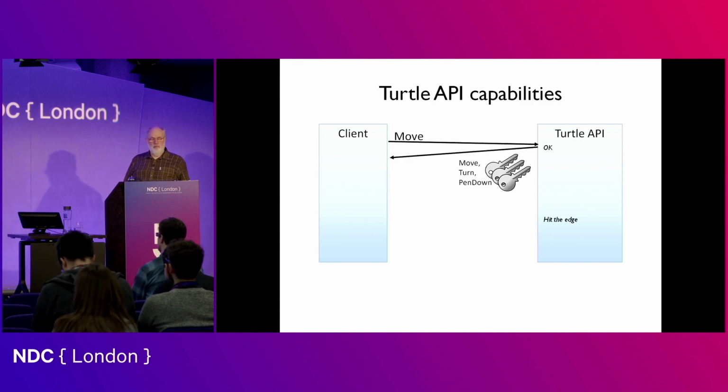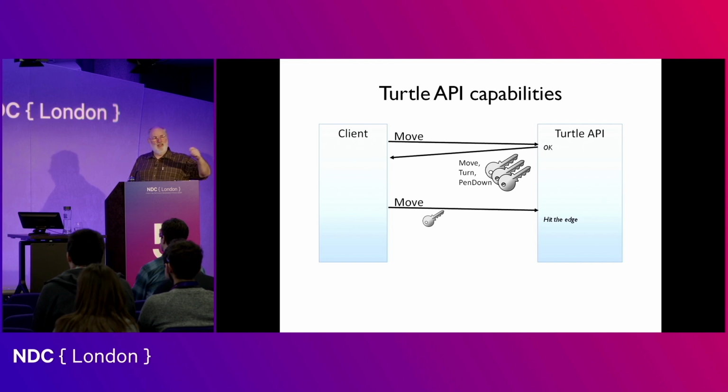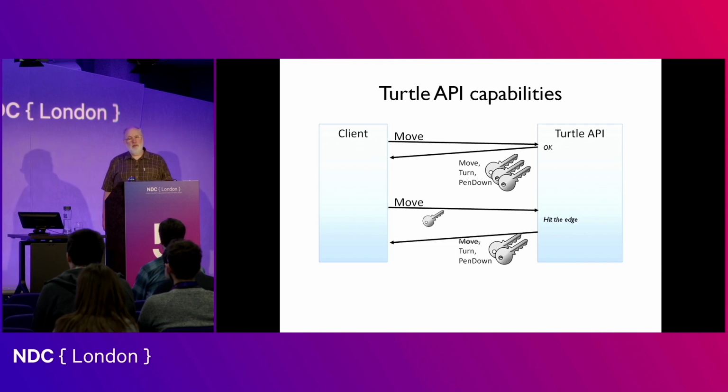So let's take, for example, moving a turtle. When I move the turtle, I get back 3 keys. I can move it again, I can turn it, I can put the pen up and down, right? So I move it again. Now this time I hit the edge. So it's going to give me back 2 keys. It's going to give me back the turn key and the pen down key, but it's not going to give me the move key. I can't move. I literally don't have the capability to call the move function.